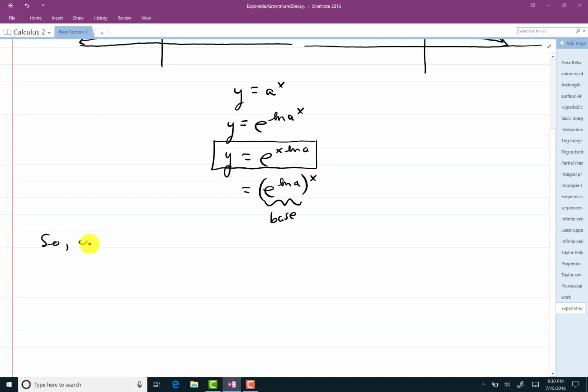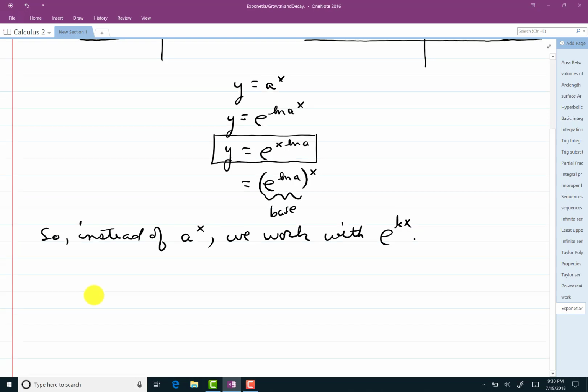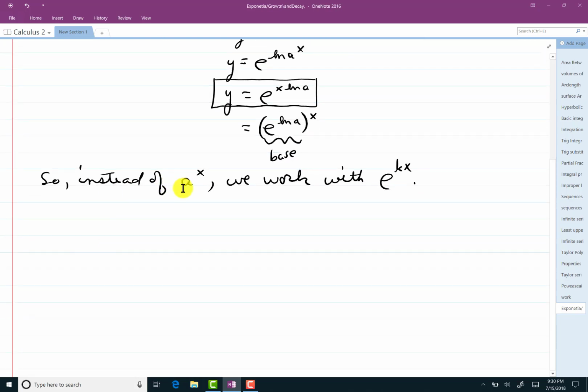So instead of a to the x, we work with e to the kx. And all I need to do is a couple of examples to show you how this works. You won't have to memorize different bases for the problems you do. You just have one thing to use, and it works for everything. So let's do an example of what I mean.